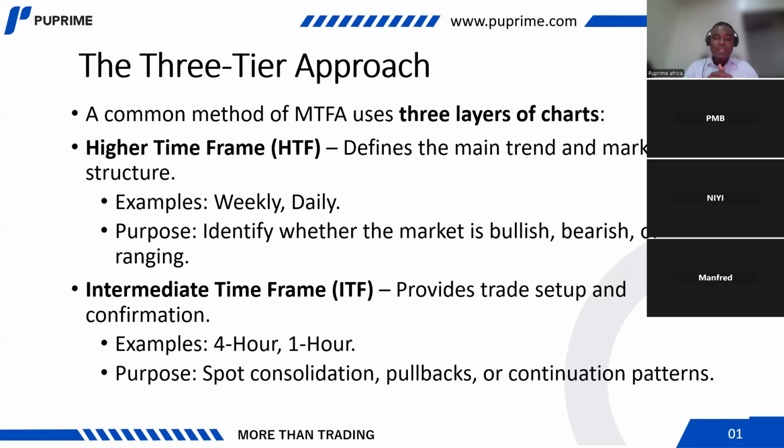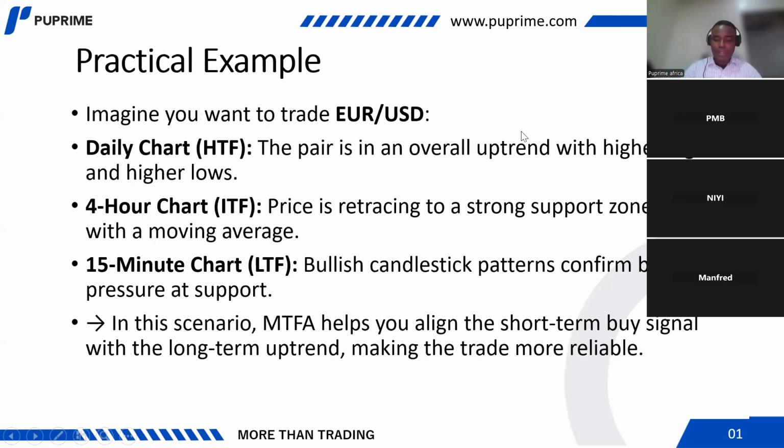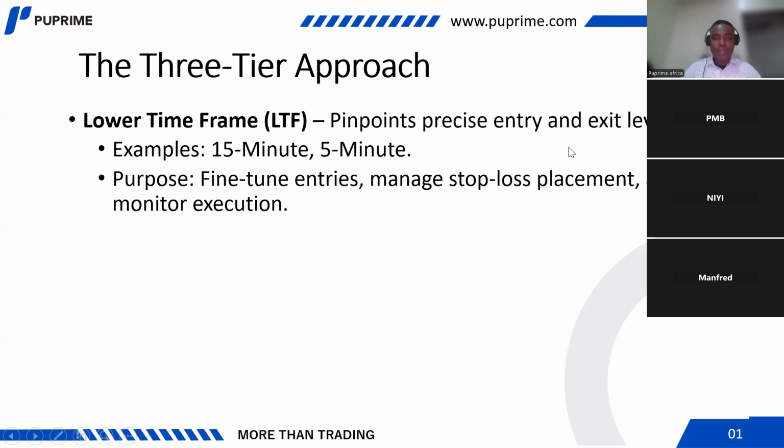Now, the intermediate time frame provides setup and confirmation. This includes the 4-hour and the 1-hour time frame. You can use them for entry. Sorry, confirmation rather. Purpose: to spot consolidation, pullbacks, or continuation patterns. And finally, we have the lower time frame. This pinpoints exact, precise entry and exit levels, and this includes the 15-minute or 5-minute time frame. The purpose is to fine-tune entries, manage stop loss placement, and monitor execution.